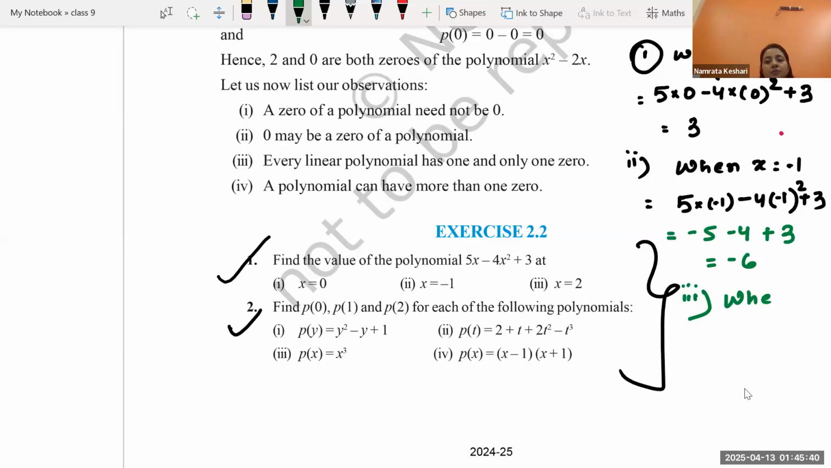When x equals 2, let's substitute into 5 into 2 minus 4 into 2 square plus 3. 9. Let me check. 10 minus 4, 4 times 16 plus 3. Is it 9? Yes. 10 minus 16 is -6, right?